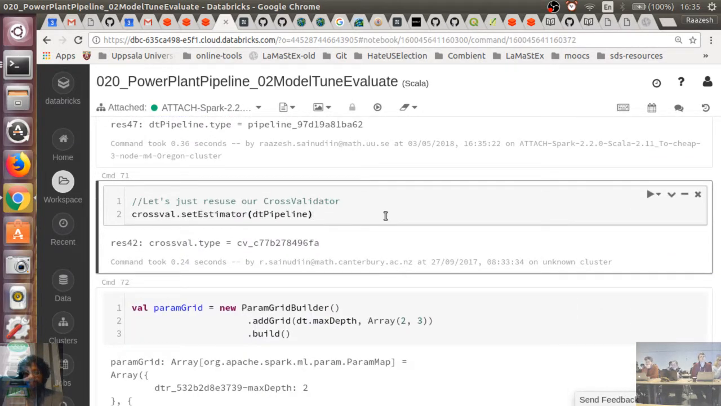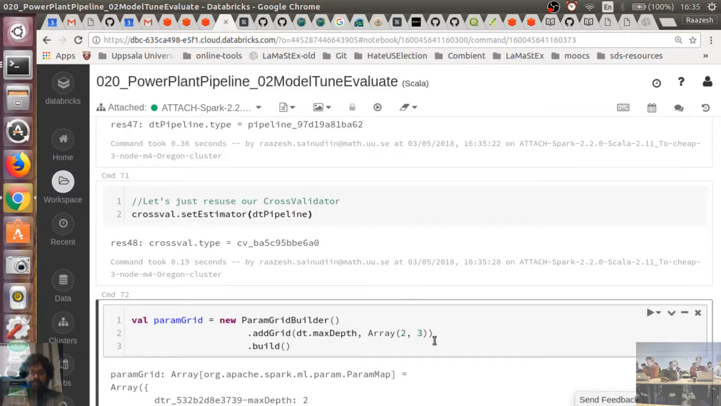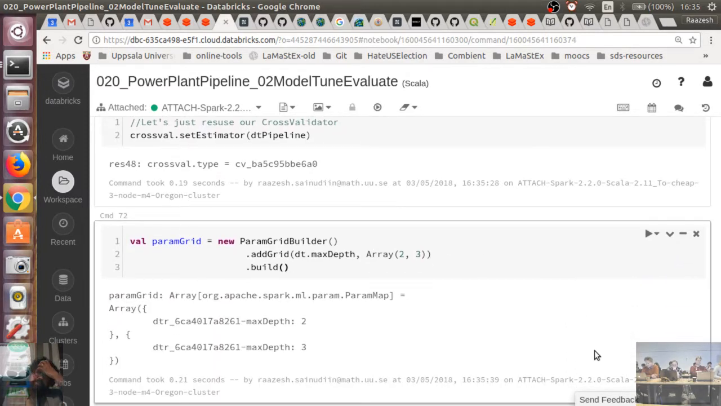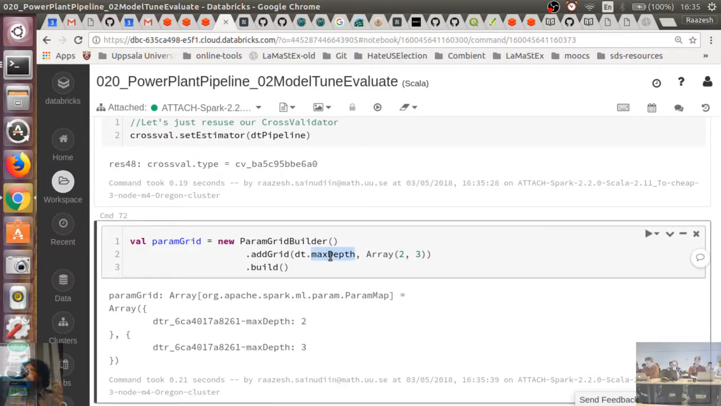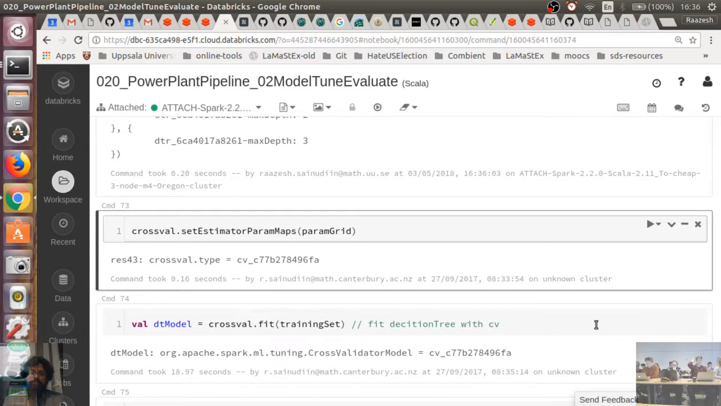And the other beauty is I can just reuse the cross validator, and this is very important because you can be sure that you're using the exact same cross validator across model families, right? Because you don't want to mess around with that, because there are so many bells and whistles. So here's my param grid builder. This, of course, has to be model family specific, right? So I'm adding a grid, and I'm having my max depth as my parameter, just like the other day. And then I'm only trying 2 depths, 2 and 3, okay? And so I'm building my param grid now for decision trees.